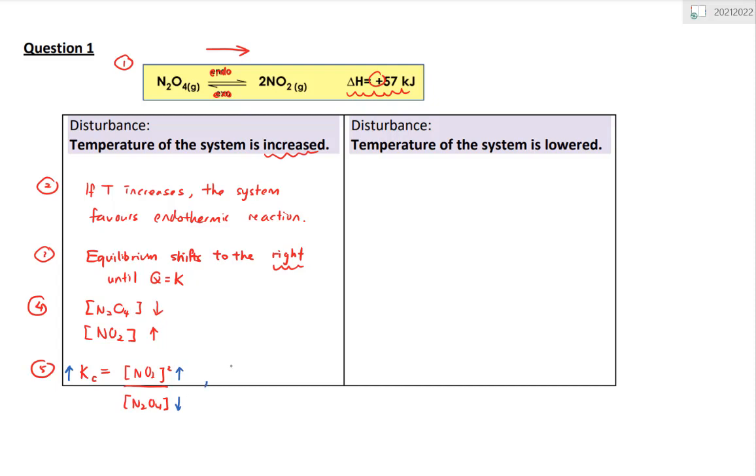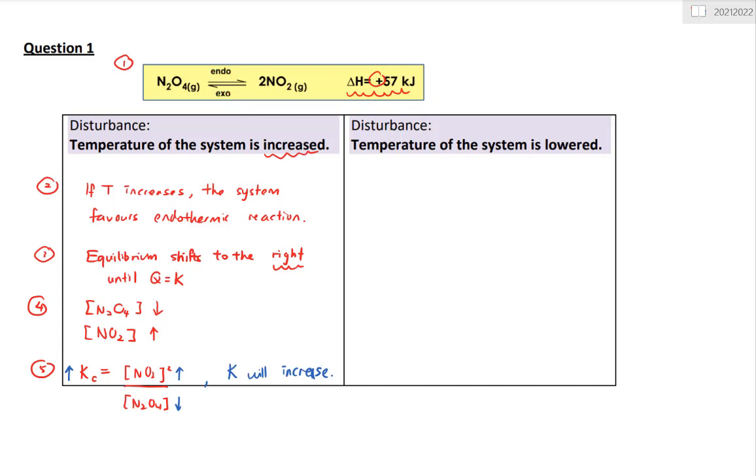So this one you need to refer to your Kc expression. Okay, so for the factor of temperature, point number 5 is a must. You must always remember that for the factor of temperature, you must state the changes to our K constant.